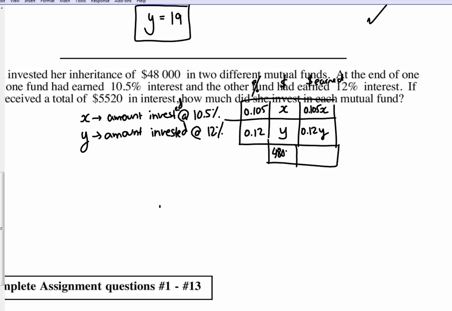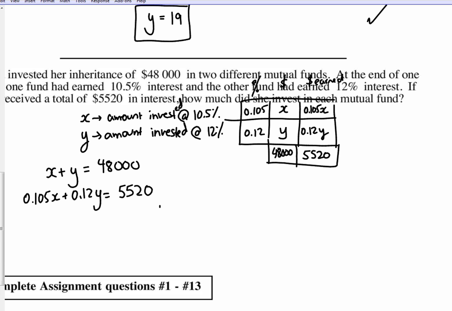48,000. Okay, and how much was the total amount earned? Money earned total? 5,520. And so here's our 2 formulas. You should have X plus Y equals 48,000 and 0.105X plus 0.12Y equals 5,520. So there's your 2 equations.